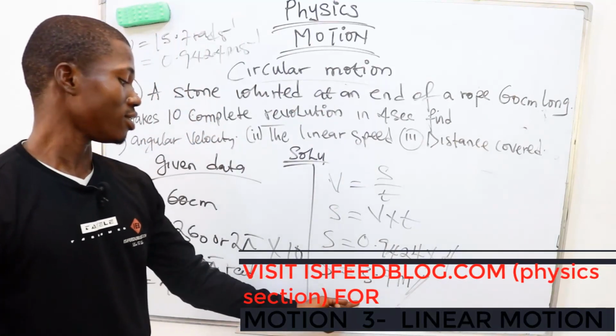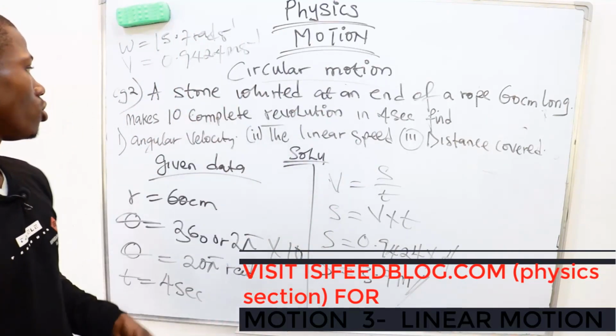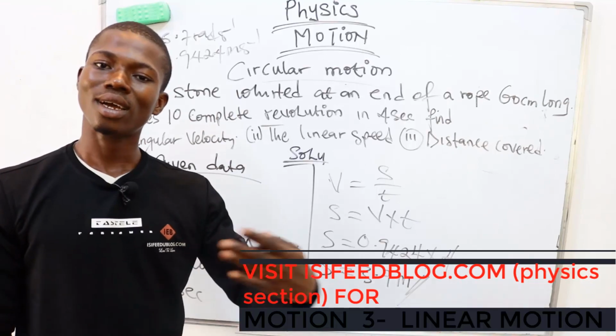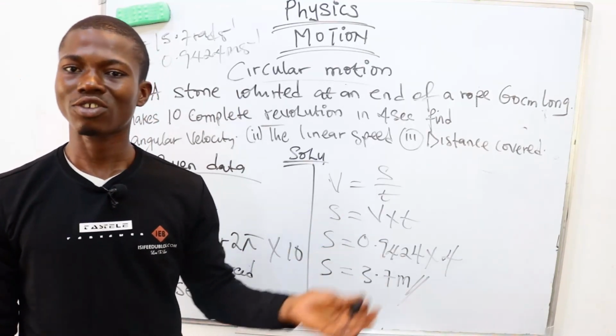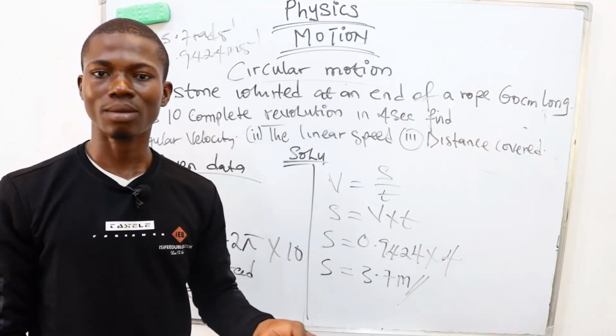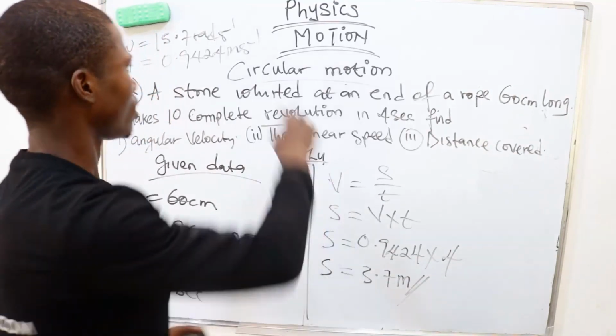Okay. This is our final example in circular motion. Let's quickly go over to linear motion, in which we shall discuss position, acceleration, and velocity-time graphs. Let's just go over there and start.